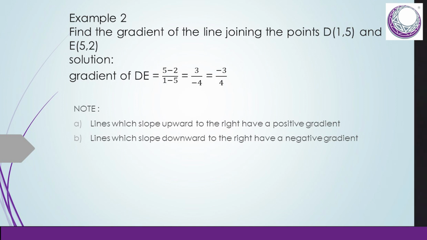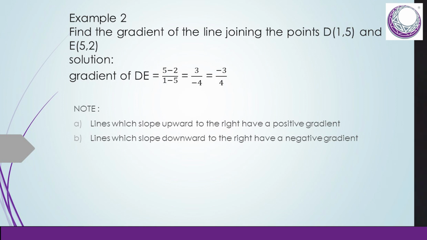Now normally there is a problem which people make. When I take the first 5 in this particular D, the 5 being the y value, I should also take the 1, being the x value, from the same D. So 5 minus 2 to be divided by 1 minus 5. So 5 minus 2 gives me 3, and 1 minus 5 gives me negative 4.